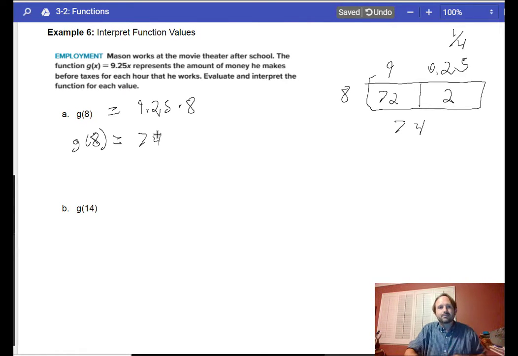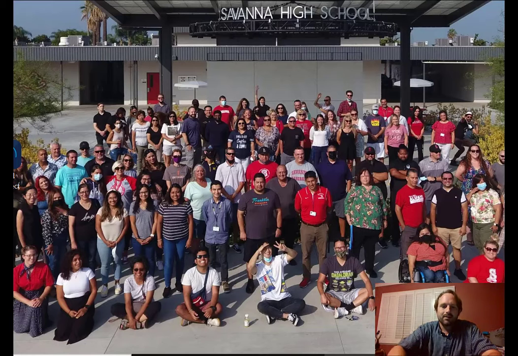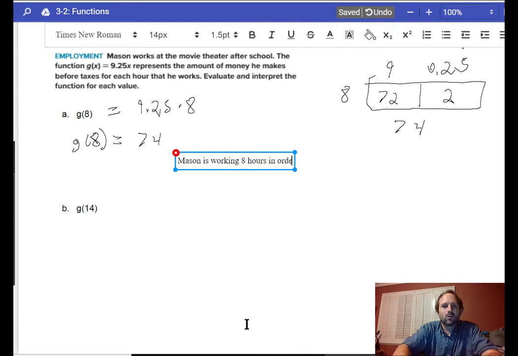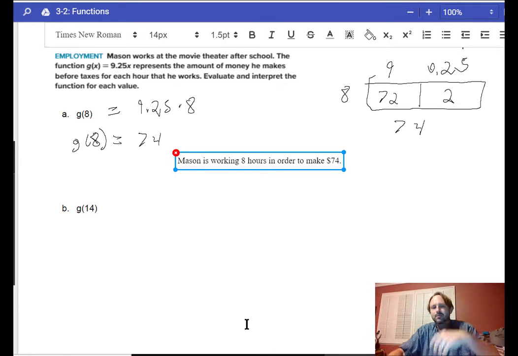What does this mean? Well, using our handy dandy information, we can say, hey, Mason is working 8 hours in order to make $74. That's it. Let's go on to the next one.